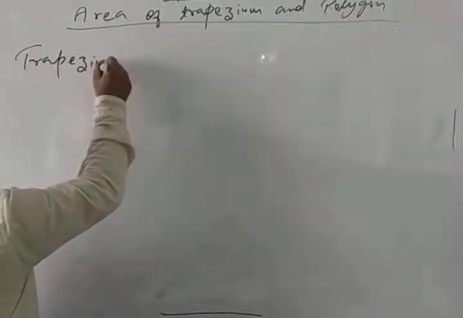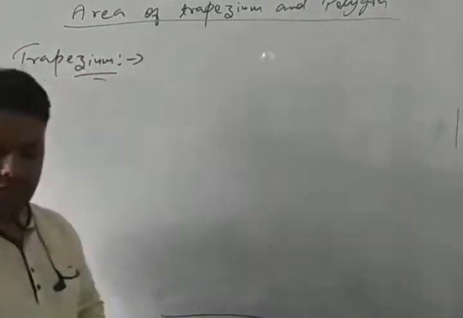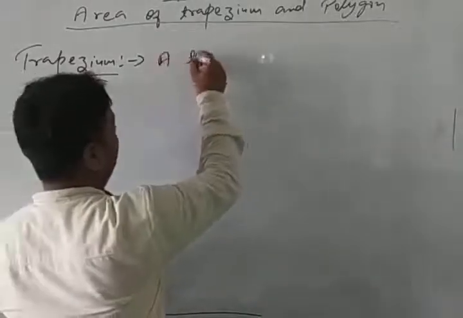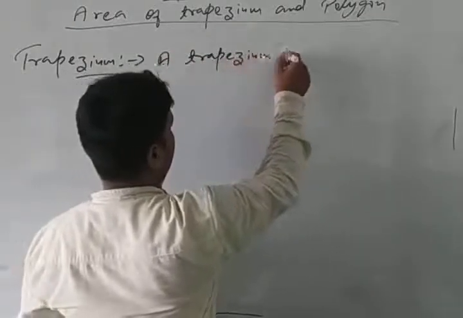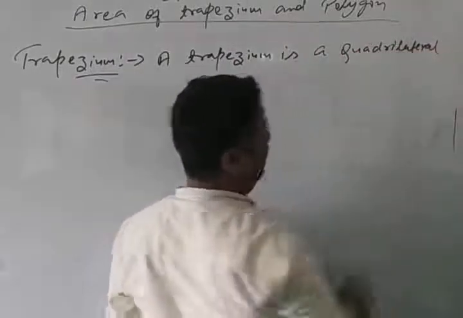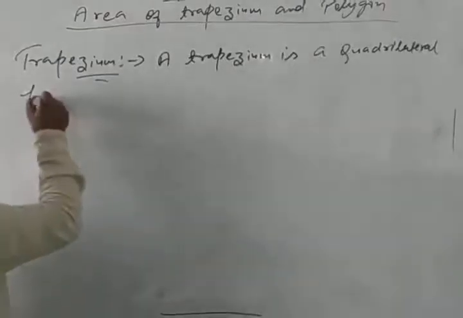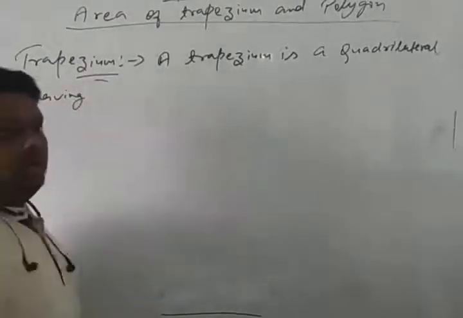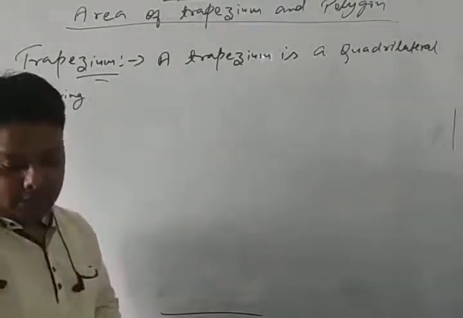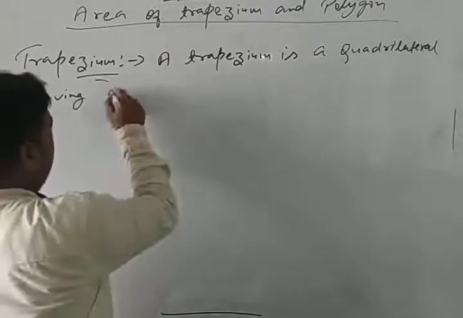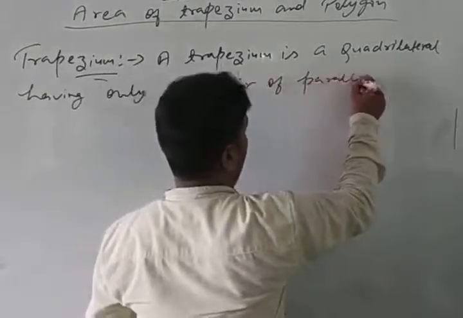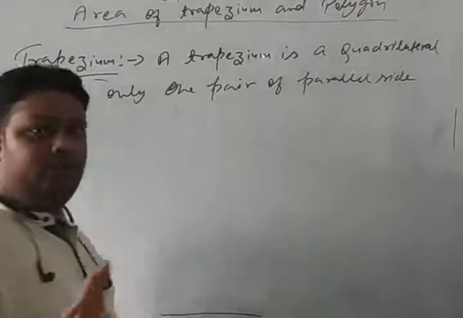At first, what is a trapezium? So a trapezium is a quadrilateral. A trapezium is a quadrilateral having four sides, so it is a quadrilateral also. A trapezium is a quadrilateral having only one pair of parallel sides.